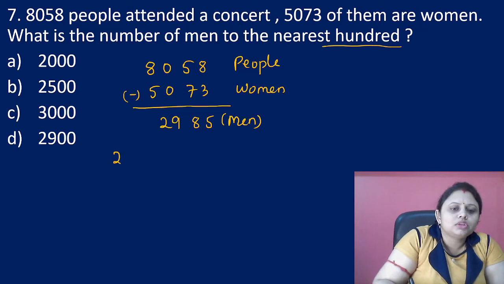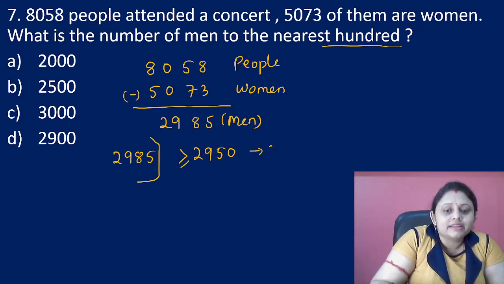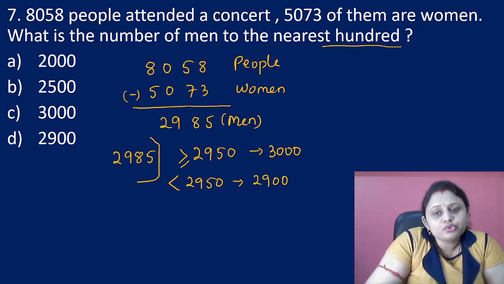Okay, 2985. For the nearest 100, if a number is greater than or equal to 2950, then while rounding off we can take it as 3000. And if a number is less than 2950, then we will take it as 2900. Okay, because we are rounding off to the nearest 100.